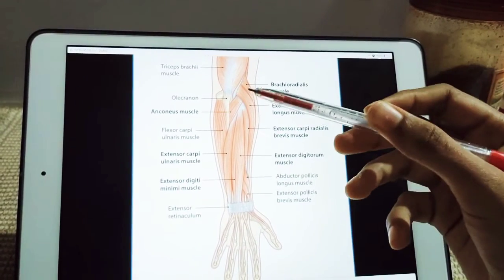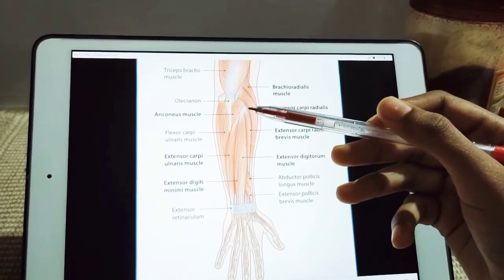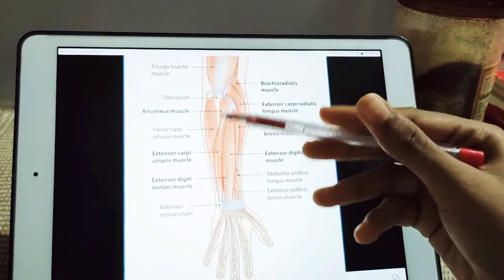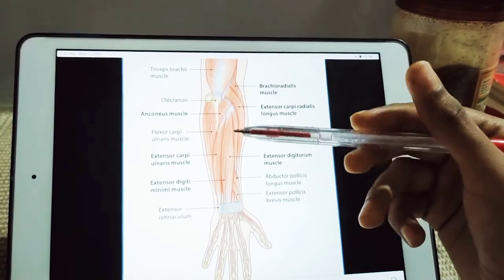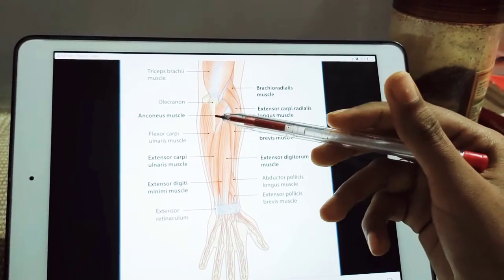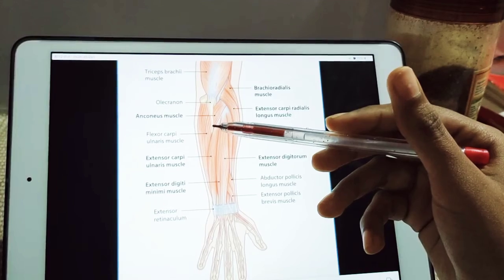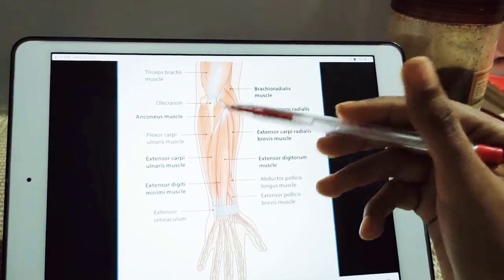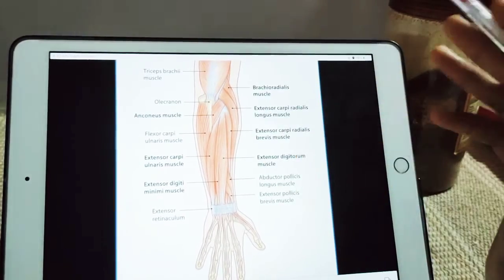This anconeus muscle is of course supplied by the radial nerve. What is the action? It extends the elbow joint, extension, in this position. Extension of the elbow joint is done by anconeus, attached to the lateral part of the olecranon process of the ulna, coming from the lateral epicondyle, supplied by the radial nerve, useful for extension of the forearm.